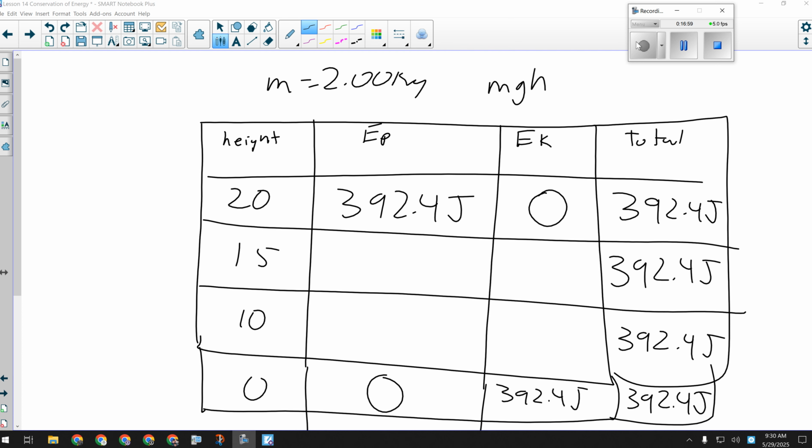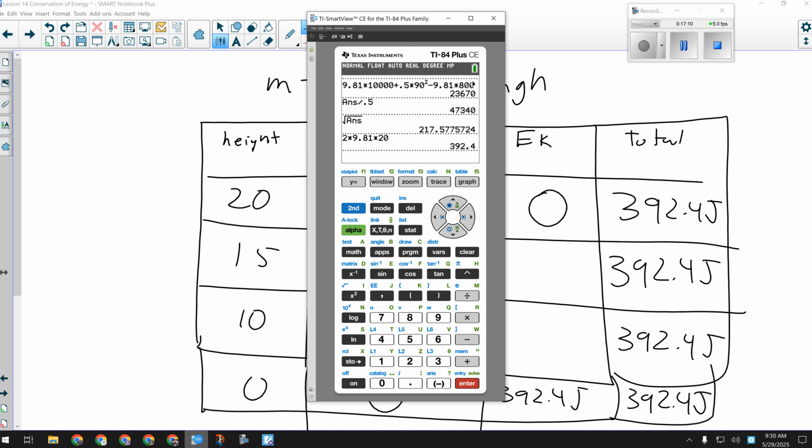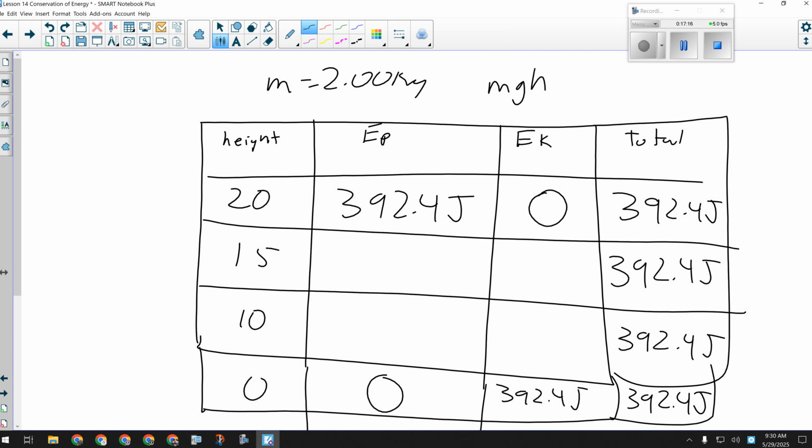Okay, so because I have mass and gravity and height, I can calculate the potential energy for these two missing boxes. So for 15, it's just going to be 2 times 9.81 times 15. Okay, I'm going to get 294.3 joules. All this question is asking is, do you understand that to calculate mechanical energy, you have to add potential and kinetic together? That's really all it's asking.